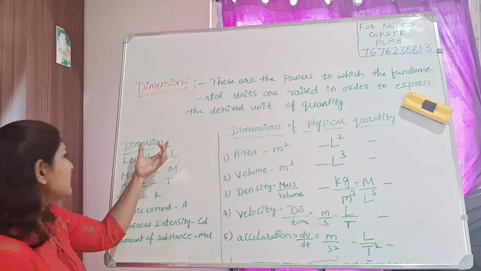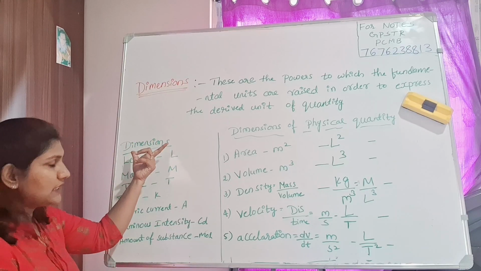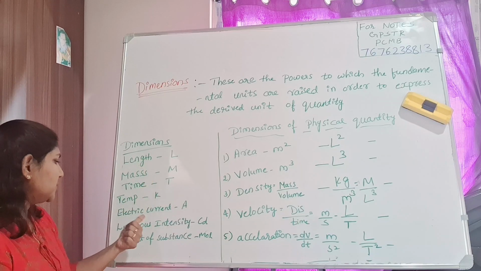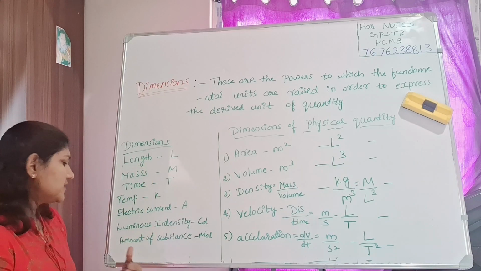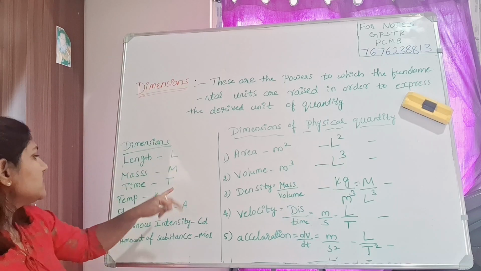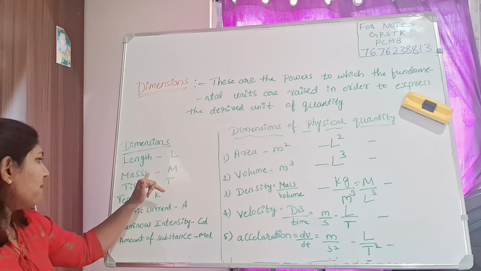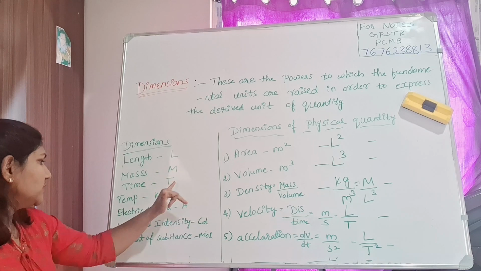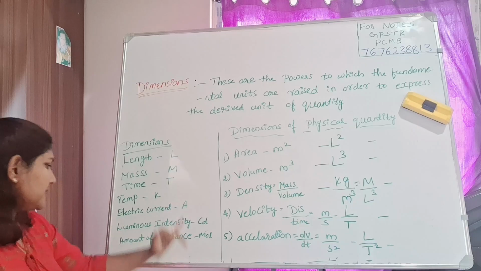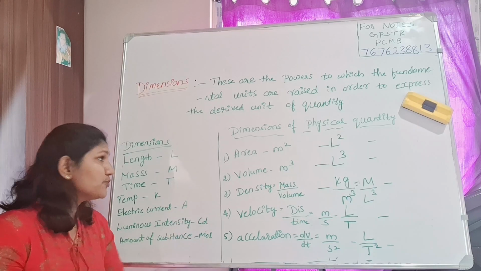See here, dimensions are written. There are 7 fundamental physical quantities: length, mass, time, temperature, electric current, luminous intensity and amount of substance. How will we write the dimensions? L for length, M for mass, T for time, Kelvin for temperature, A for electric current, candela for luminous intensity, and mole for amount of substance.